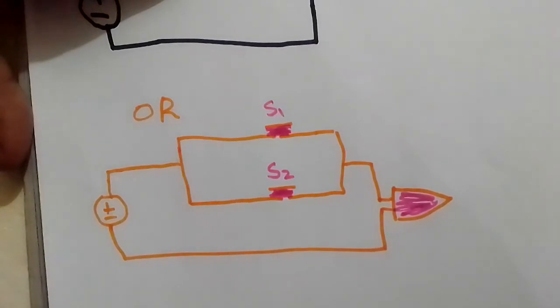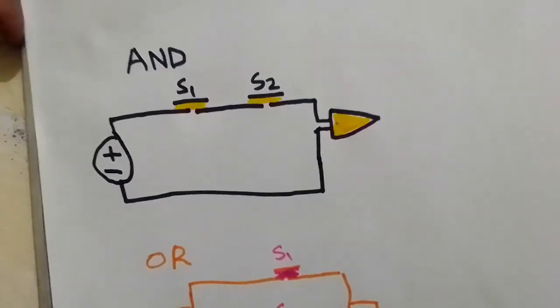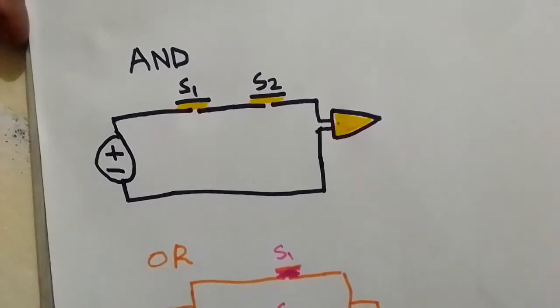The OR gate can be considered as two switches connected in parallel, and the AND gate can be considered as two switches connected in series.